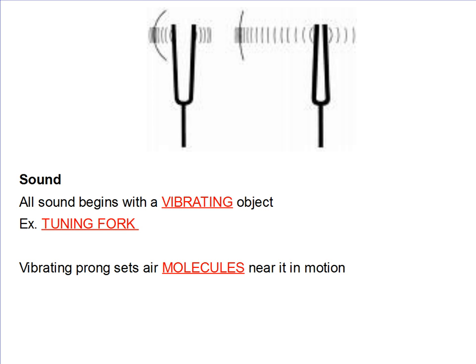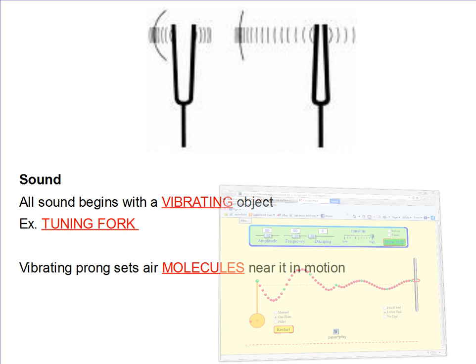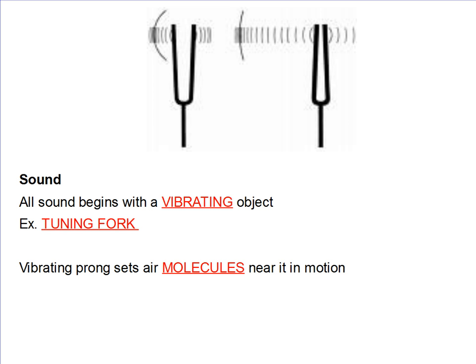Now let's talk about tuning forks. Remember, all waves start with a vibrating object. If you take a tuning fork and hit it, you have created a vibrating object. The tuning fork tines bounce back and forth. The prongs set the molecules near it in motion, and tuning forks are designed so that they set these molecules in motion to a frequency so we can hear them.